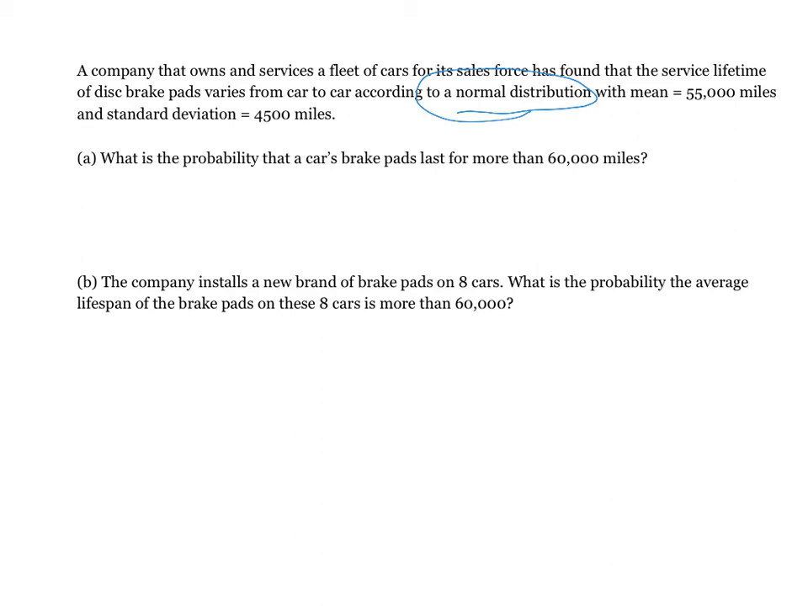Since they told me this is a normal distribution, I know that the mean is about 55,000 miles, and the standard deviation is 4,500 miles. And the question was lasting longer than 60,000, which is here. That's my shaded area. So this is just a z-score question because we're talking about one individual car, not a sample of cars.